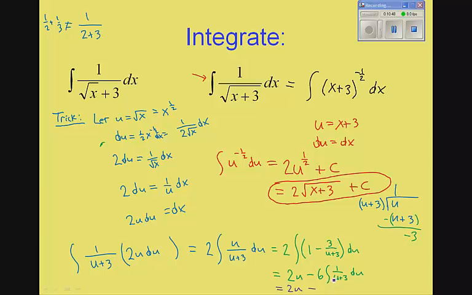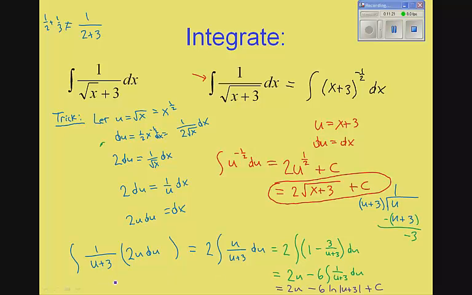Notice that V equals u plus 3. Then dv is the same as du, and it all works out nice. So you're going to get 6 times the natural log of the absolute value of u plus 3, plus c. And now I'm almost done. What's the only thing I have left to do? Put the square root of x back in.